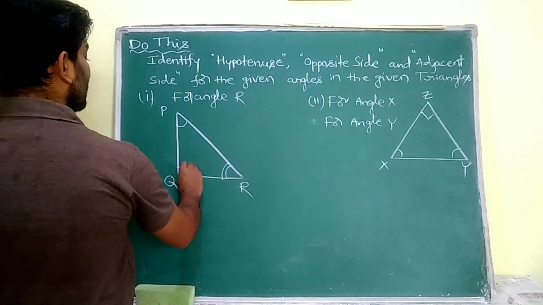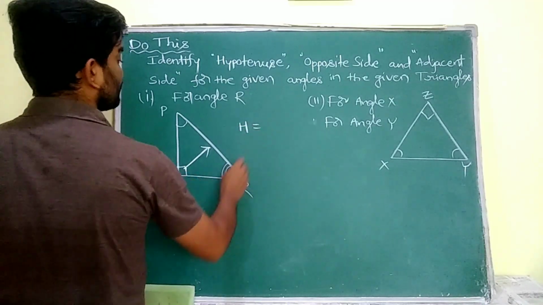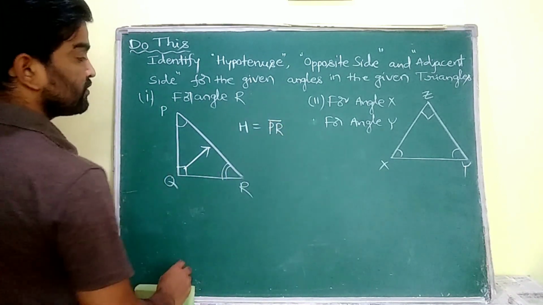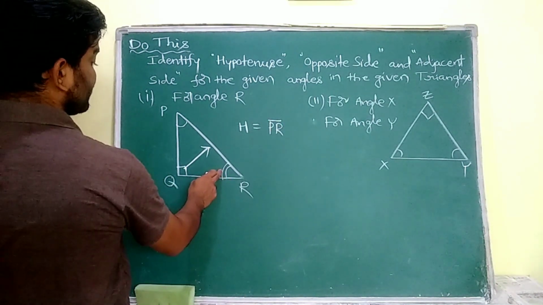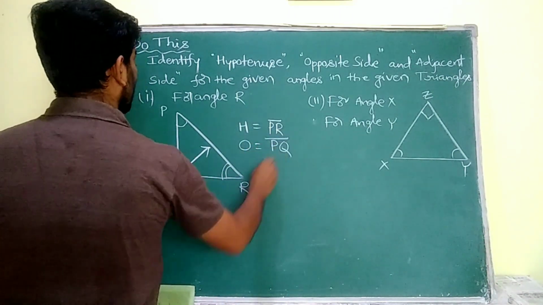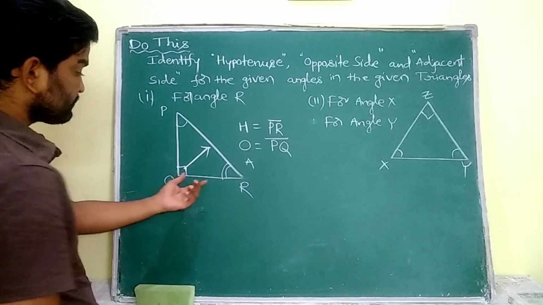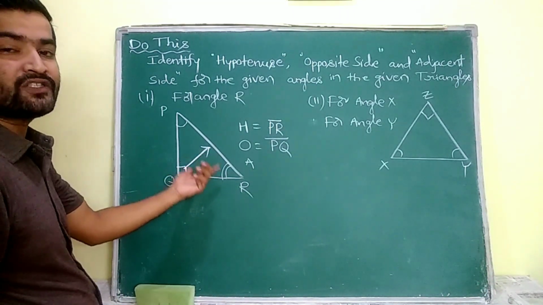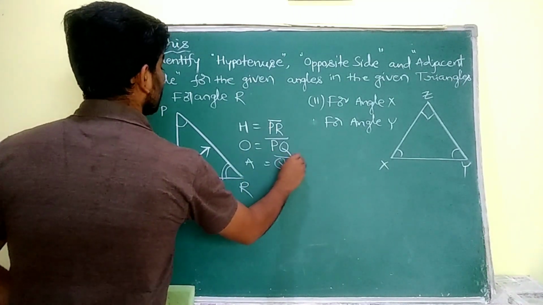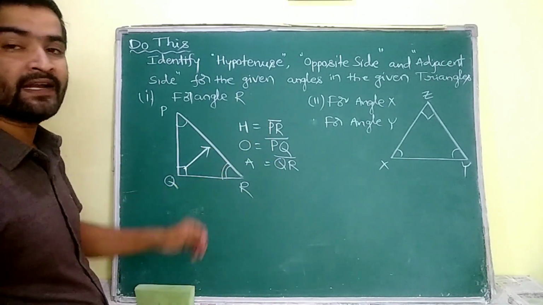We know that the side opposite to the right angle is the hypotenuse. So here hypotenuse is represented with H. H is equal to PR. Now the opposite side to this R is PQ. Opposite side is equal to PQ. Now the adjacent side of this R, we know that adjacent side means the side which holds that angle R. That is QR. These are the hypotenuse, opposite side and adjacent side to the given angle R.